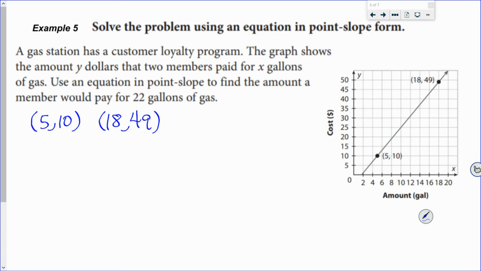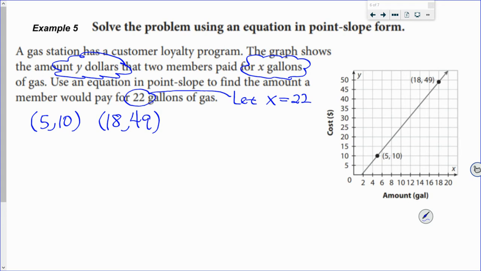So we're going to use an equation in point slope form to find the amount a member would pay for 22 gallons. By the way, right here it tells us that X is gallons. So when we get ready to do that, we're going to let X be 22. That's what that means. And Y is the cost, the amount of dollars that we're going to spend. Y is always the dependent variable, and X is independent. Good question.